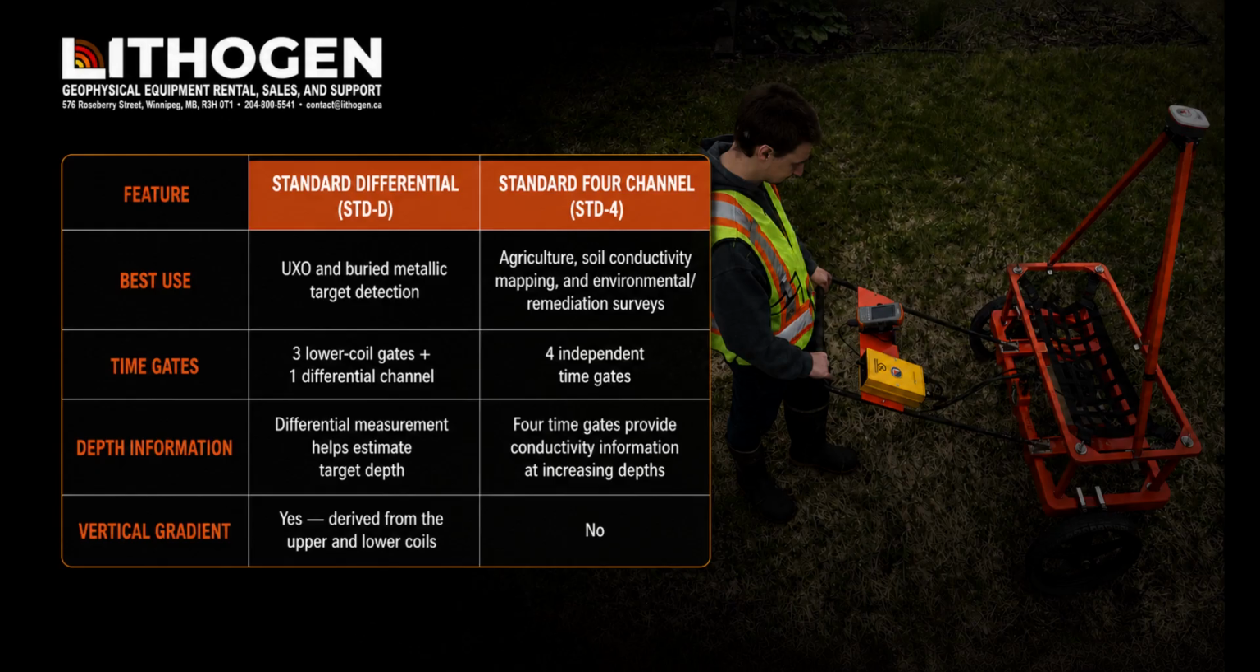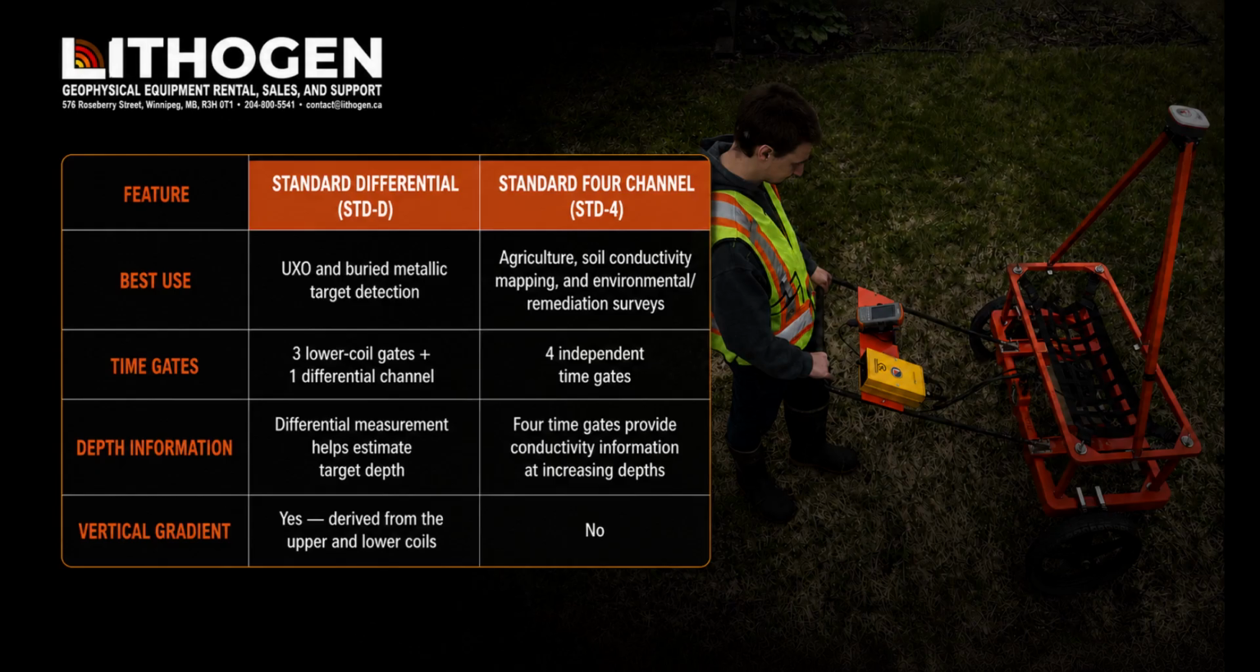If you're using the EM31 in an agriculture setting or perhaps soil remediation, and you're more interested in the variation of conductivity of the soil, then you should use the 4-channel mode. So the 4 time gates will give you information on what the conductivity is at 4 different depths. Because the early time currents are concentrated near the surface and later time currents diffuse deeper into the earth.